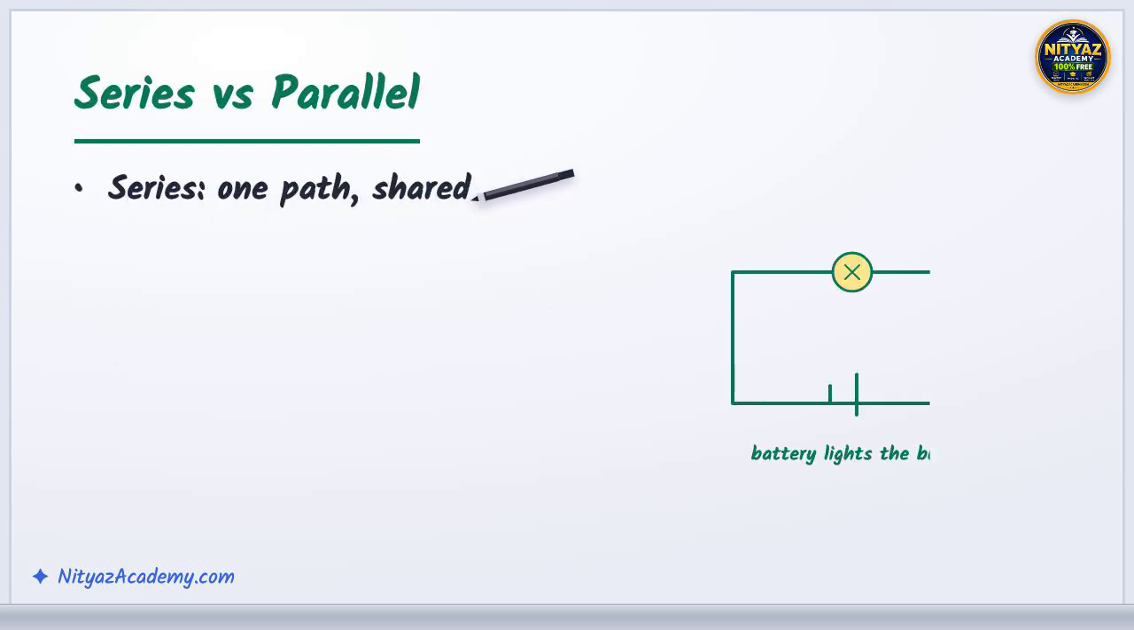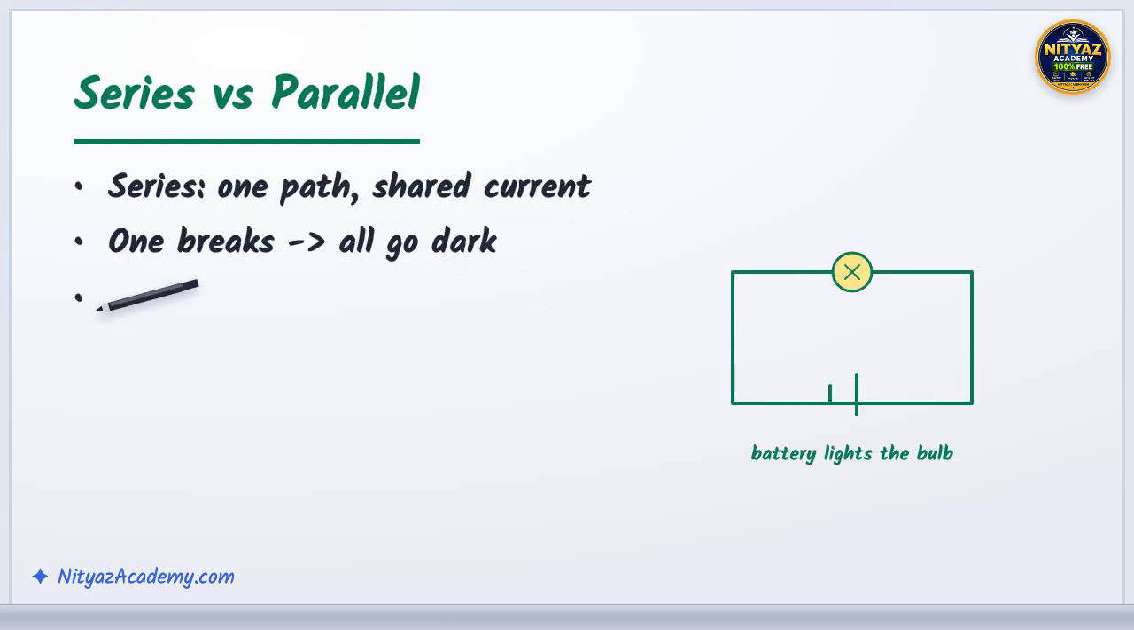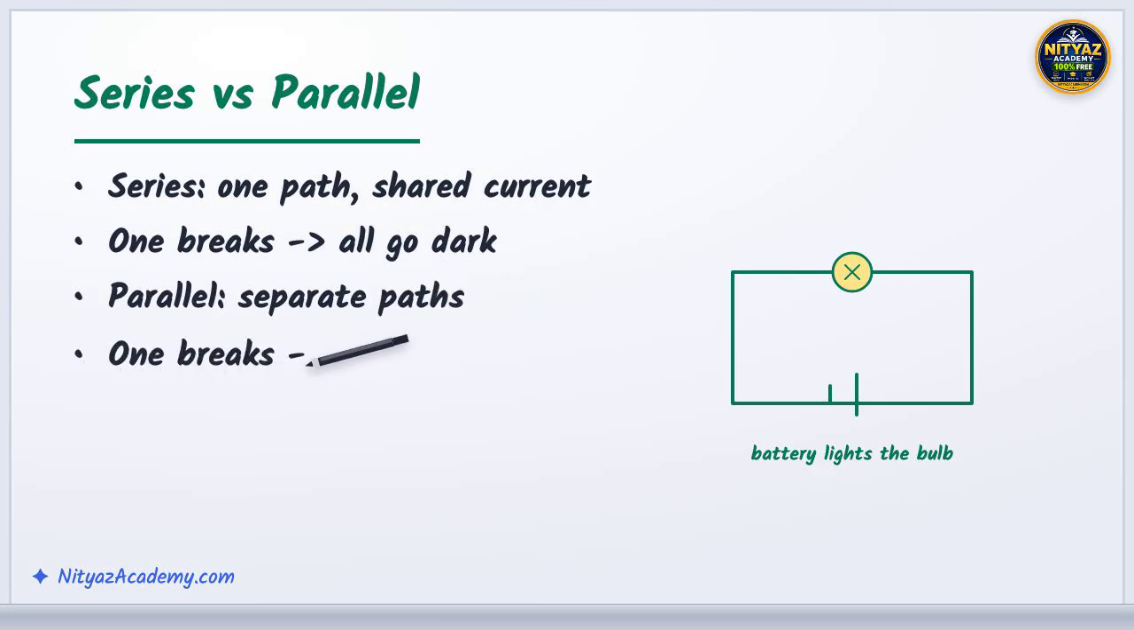Circuits can be wired 2 ways. In a series circuit, components share a single path, so the same current passes through each one. If one bulb burns out, the loop breaks and they all go dark. In a parallel circuit, each component gets its own path, so one can fail while the others keep shining. That's exactly why your home is wired in parallel.